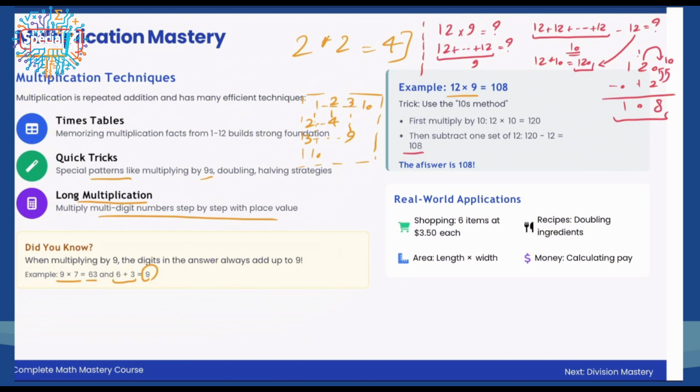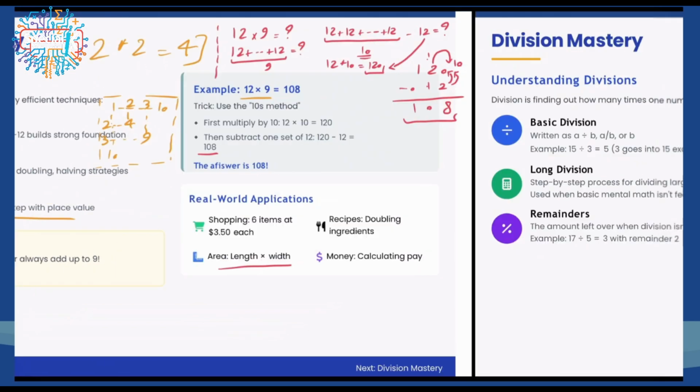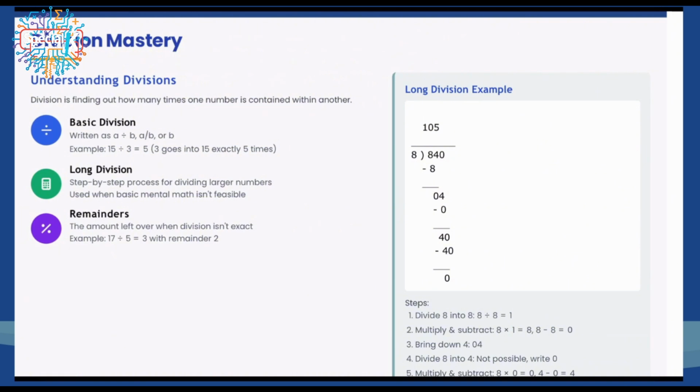important operation. So real world application, we do have, for instance, 6 items at 350 cents each of them. So I have to multiply them. About the area, how we can multiply one number by another when we are talking about the money itself, and so on and so forth. So let's talk about another way, or another mysterious way.